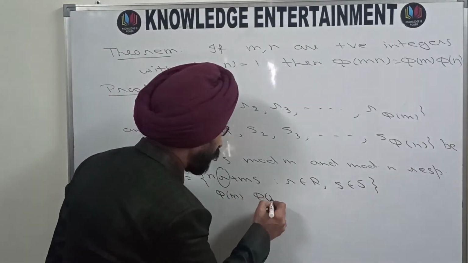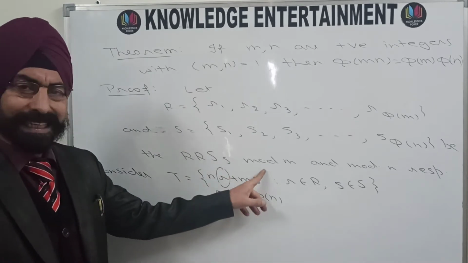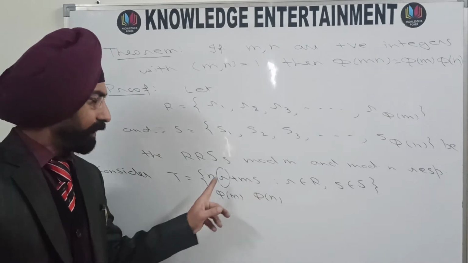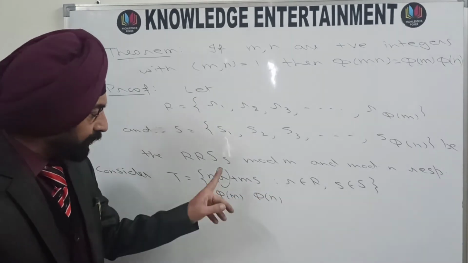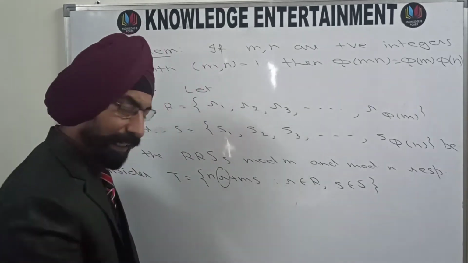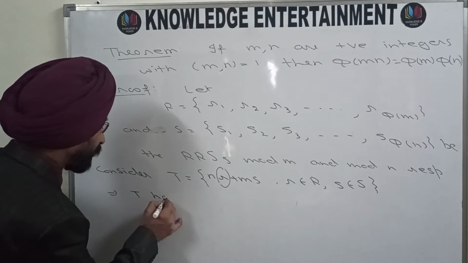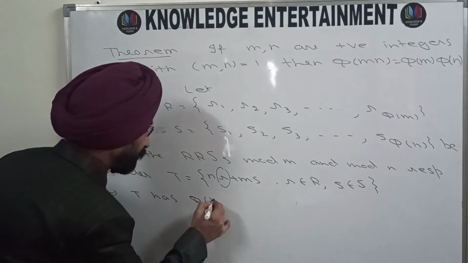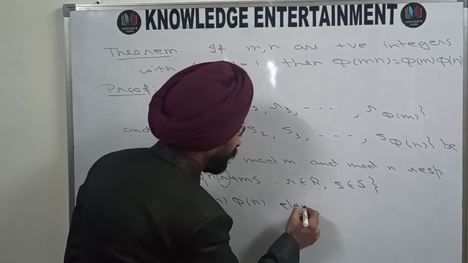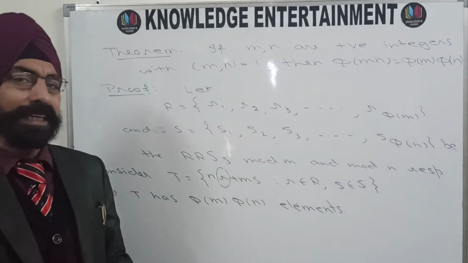Phi n. So for one R you are having phi n S's. So for phi m R's, how many total combinations will be there? These are phi m into phi n. So that means your set T has phi m phi n elements. This is the number of elements of T.